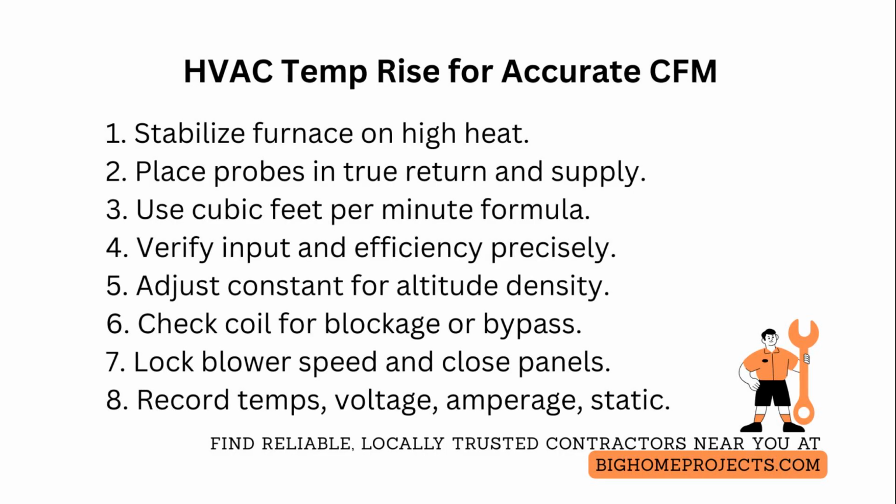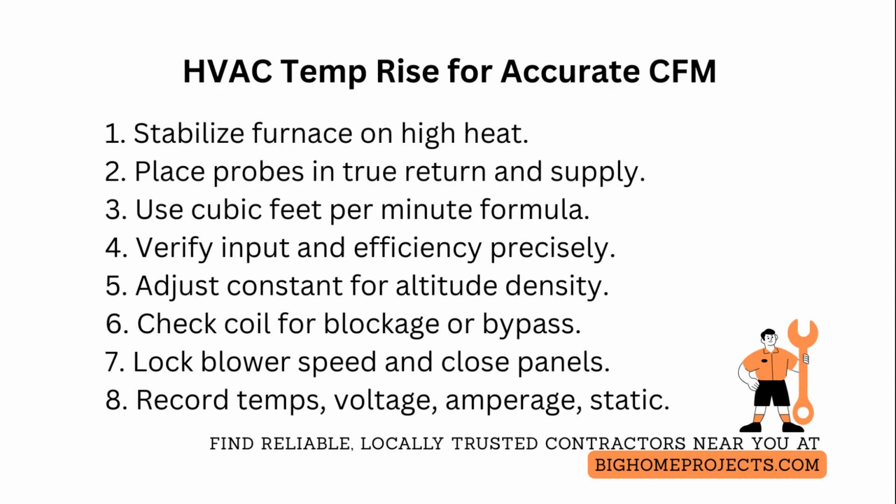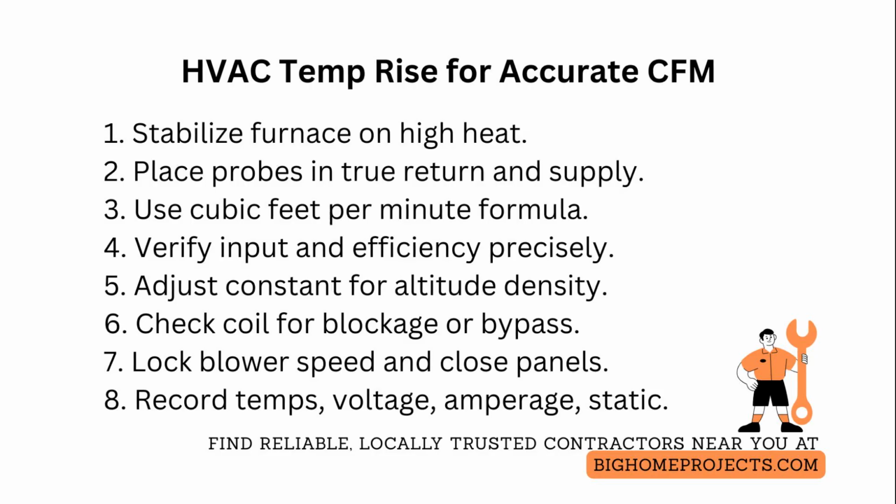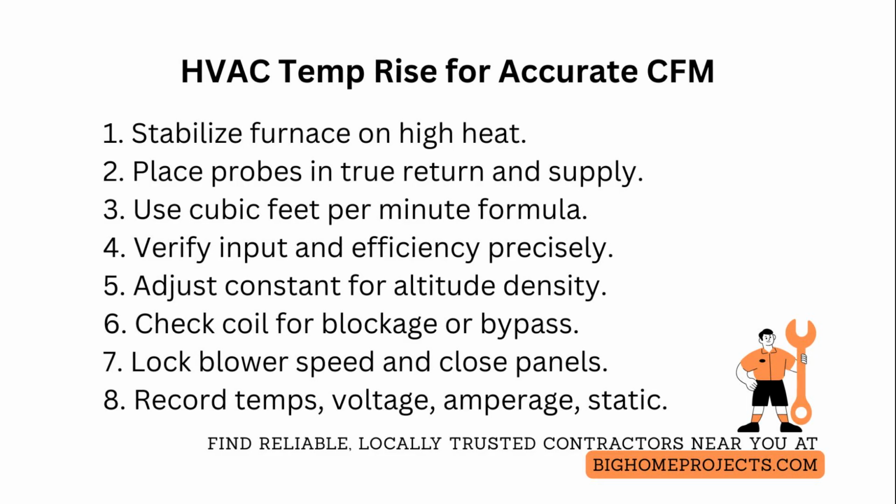The core math many miss is cubic feet per minute equals furnace sensible output divided by 1.08 times temperature rise, where output equals input multiplied by steady-state efficiency, and that 1.08 constant is air density times specific heat times 60. Use manifold pressure and orifice tables or a combustion analyzer to verify input and efficiency so your output is not a guess.